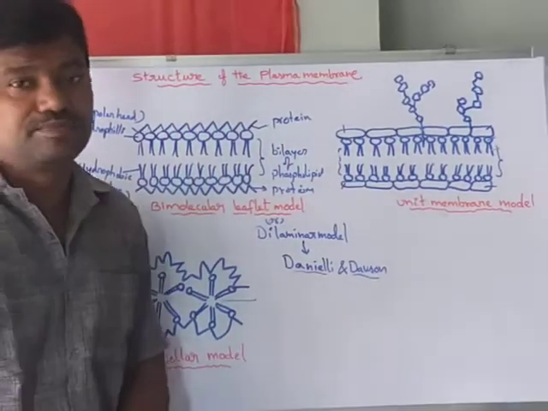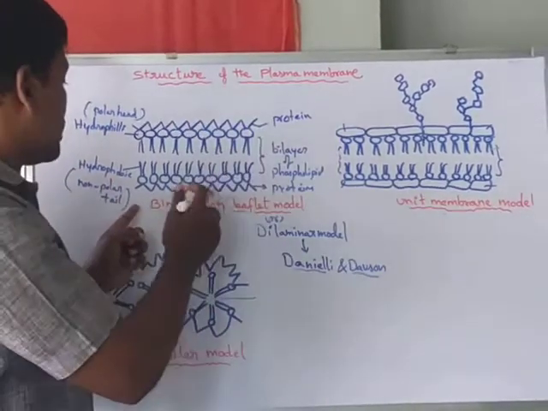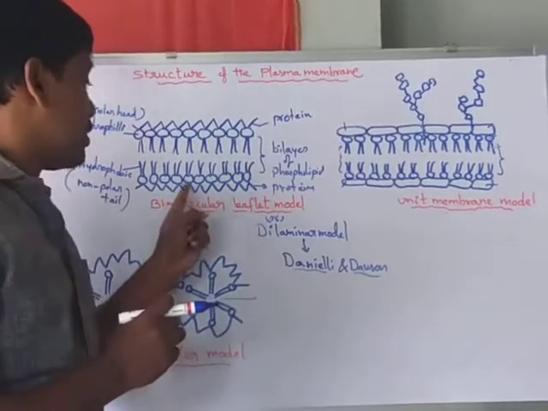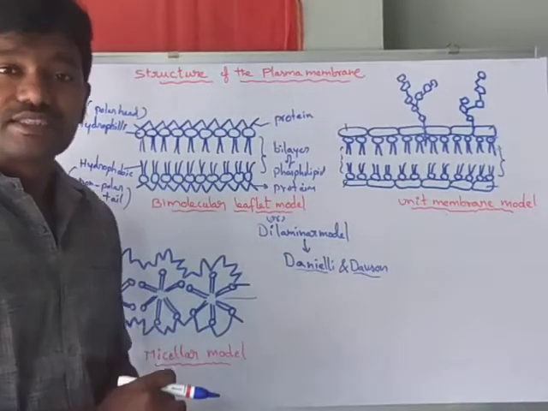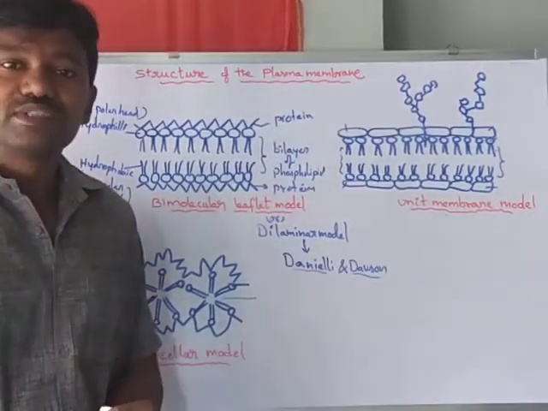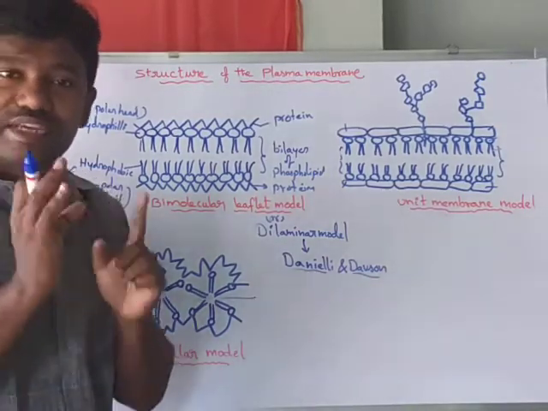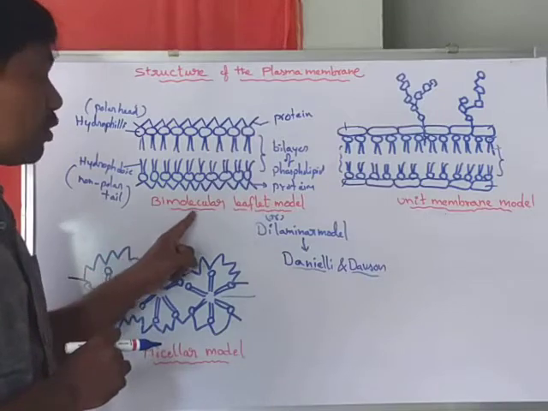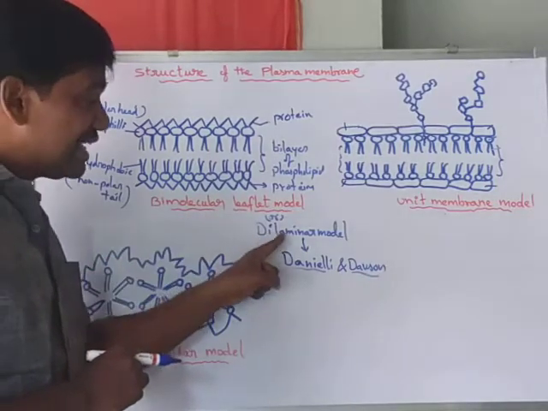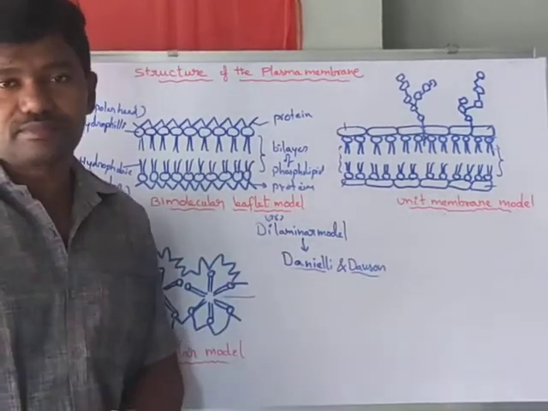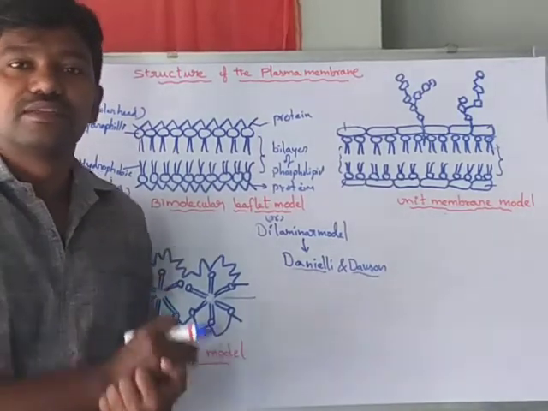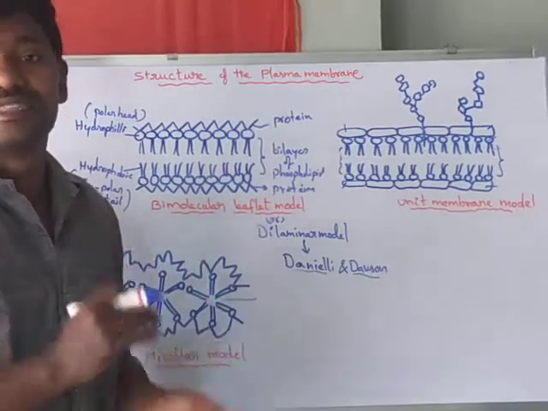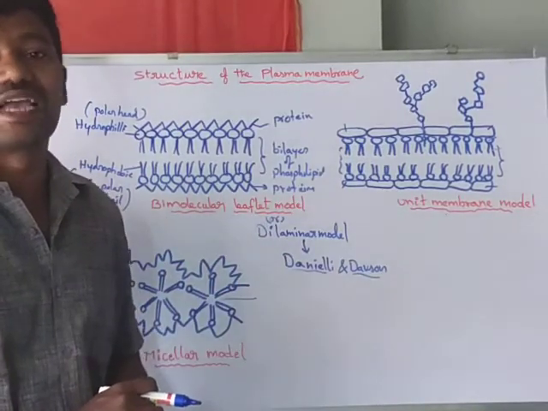So both scientists' opinion is that the plasma membrane consists of phospholipid molecules and protein molecules. That's why the model is called the bimolecular or dilaminar model. But the movement of these lipids and proteins is not explained in this theory. That's why this theory was not acceptable.